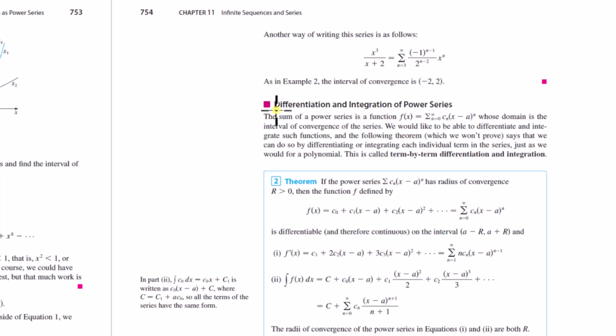Okay, now we're going to talk about the idea of differentiating and integrating a power series. And so why are we talking about this here? Well, the idea is, our base power series function is 1 over 1 minus x. Well, what's the derivative of this?